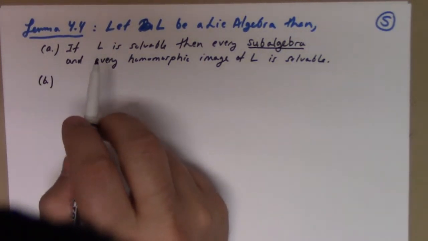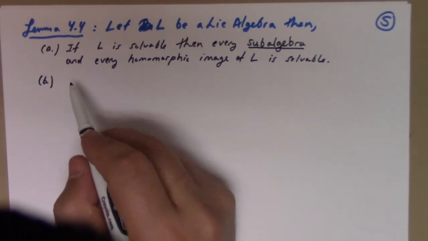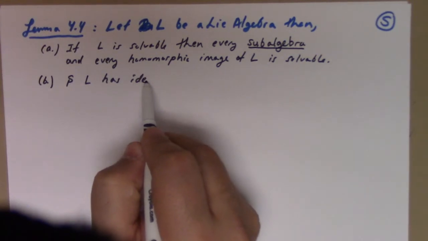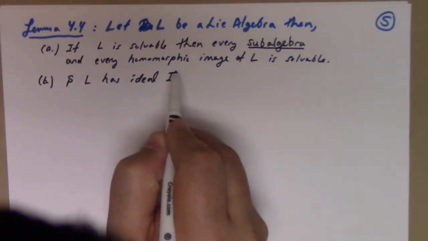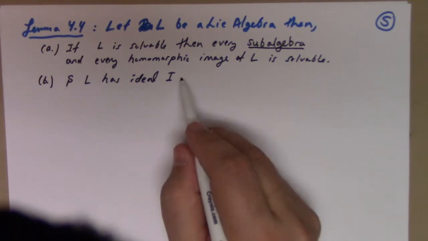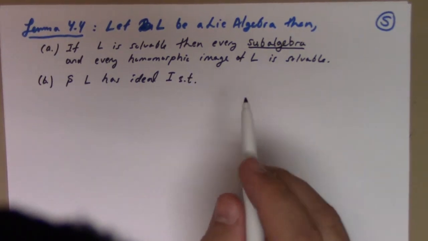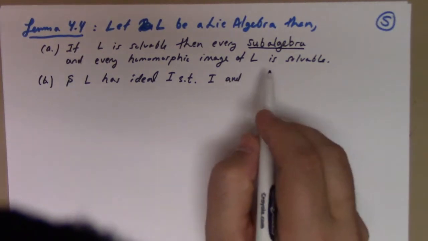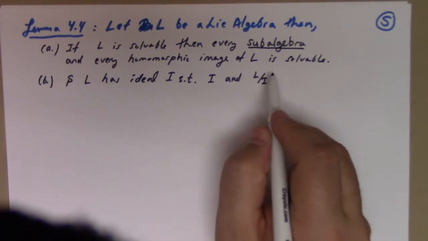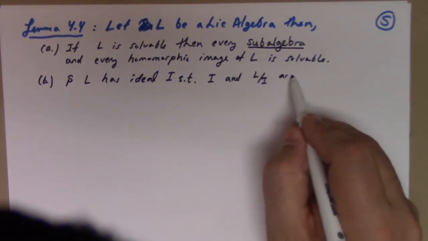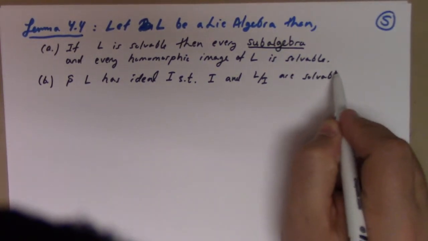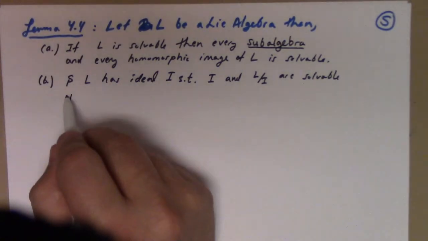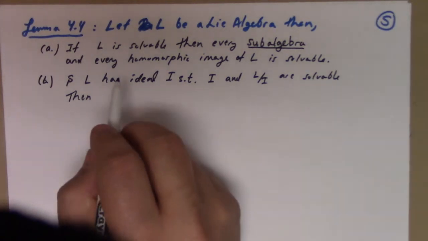Suppose L has an ideal I such that I and L mod I are solvable. All right, then L is solvable.